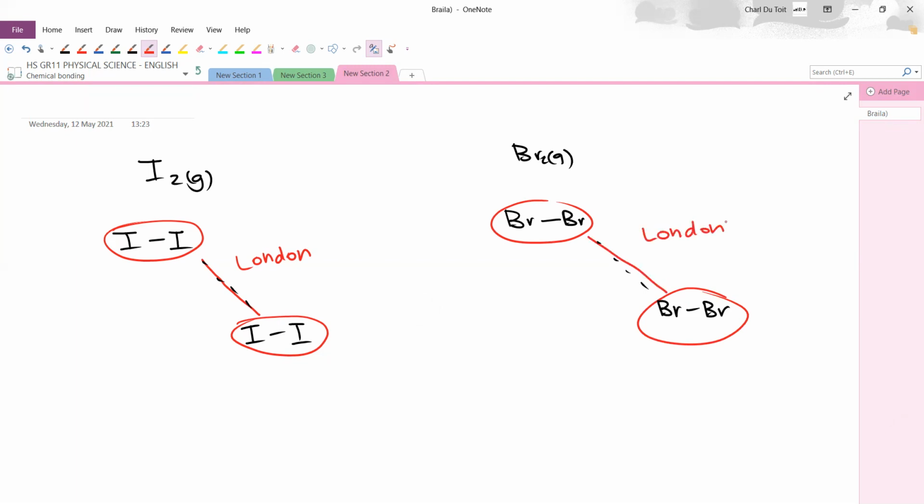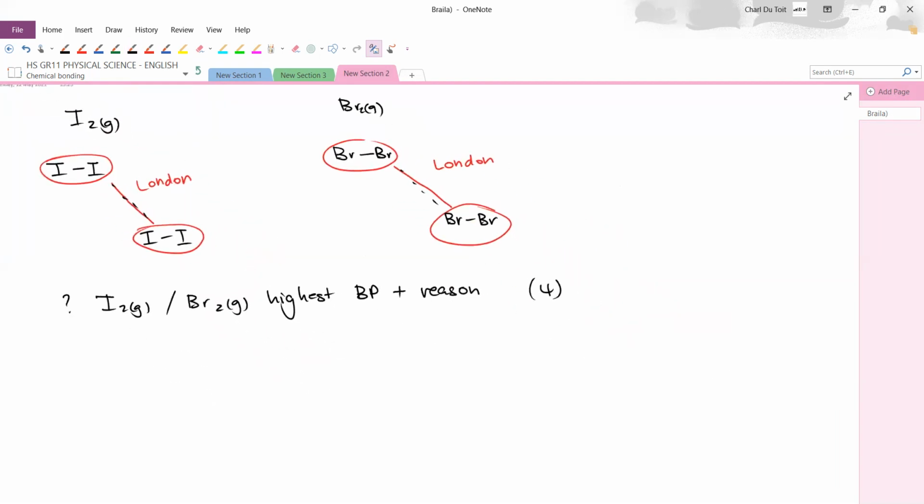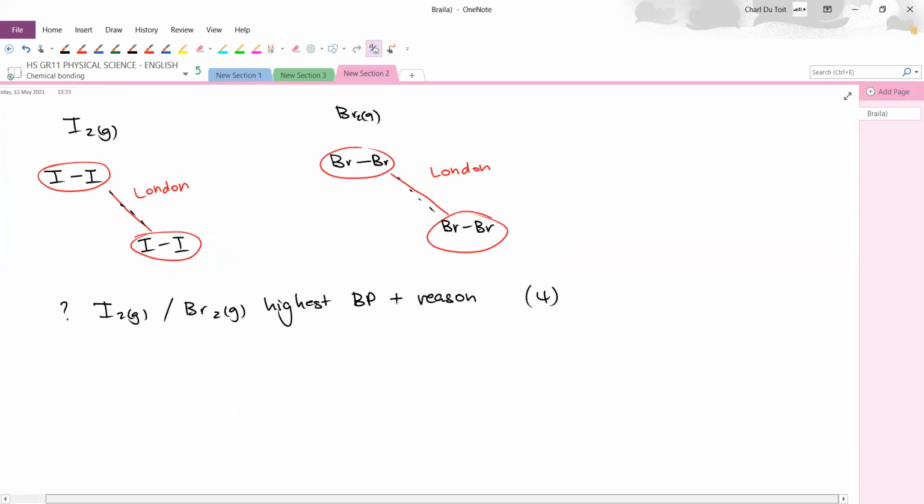All right, let's start. Let's ask the question. I want to know first, which substance, iodine gas or bromine gas, has the highest boiling point, plus give me a reason, and that will be 4 marks. So 1 mark for the answer. Which one has the highest boiling point? 1 mark for the answer. The highest boiling point.